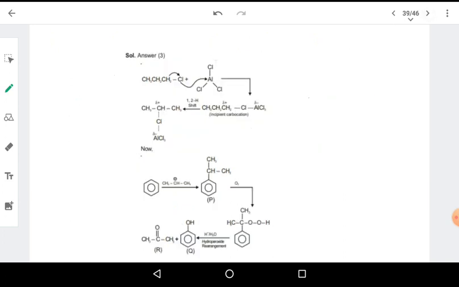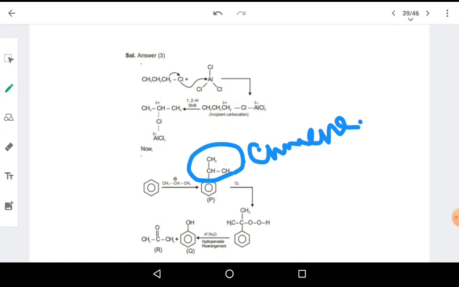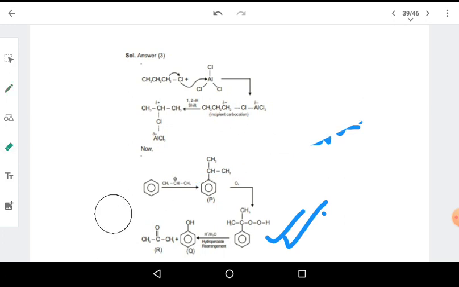Okay, so let us see the process here. Here we get this compound, and now we have to carry out the oxidation, and we get cumene, right? This is known as cumene. Cumene is oxidized to give cumene hydroperoxide, and then we carry out the hydroperoxide rearrangement to give us phenol, right? So this is important. Now here people make mistakes in this part, right?